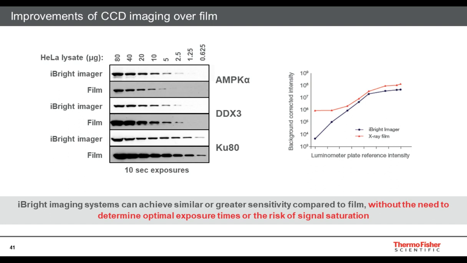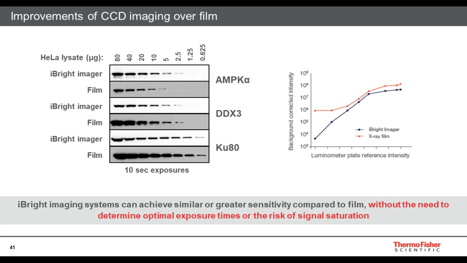One of the biggest benefits to CCD imaging is the expanded dynamic range and the improved image capture. CCD imaging allows for multiple images to be taken and stored, so it's easier to achieve the optimal exposure time the first try. In the iBright system, the camera uses a smart exposure feature which helps to predict the best exposure time for the blot.